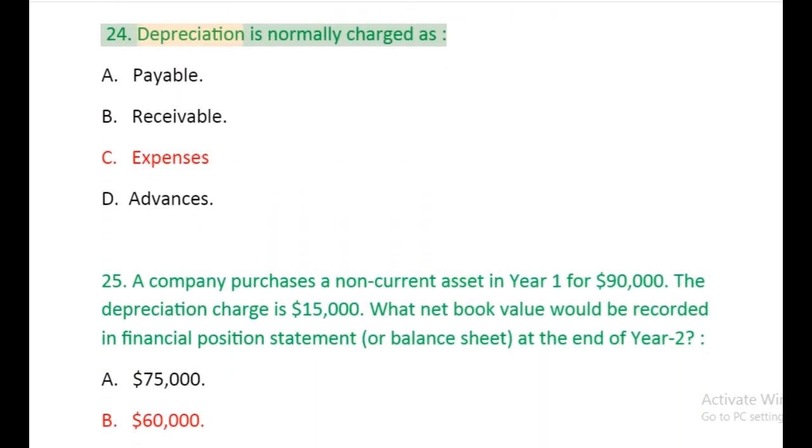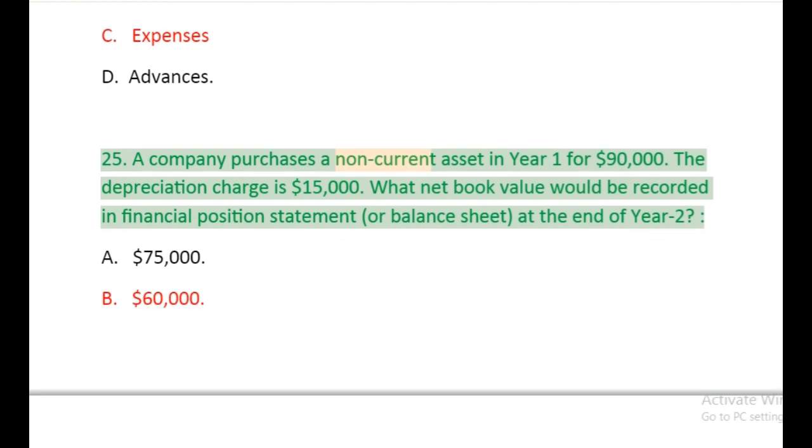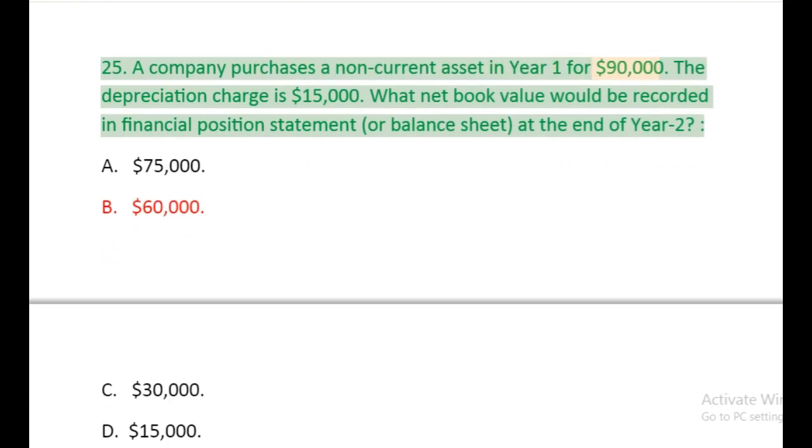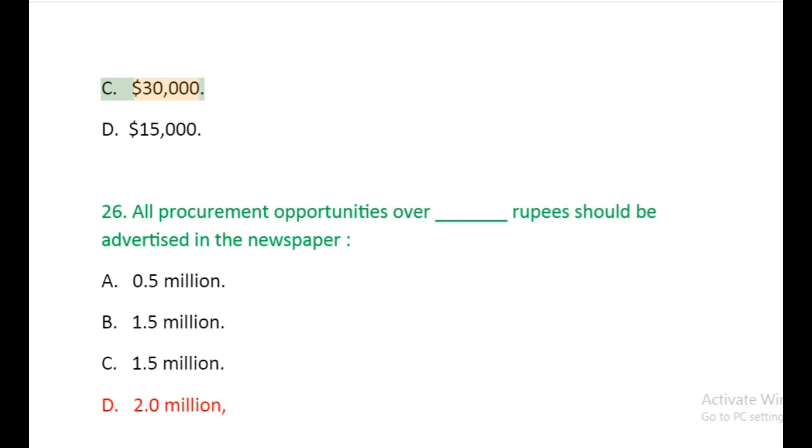C. 1 and 2. D. 2 and 3. 24. Depreciation is normally charged as A. Payable. B. Receivable. C. Expenses. D. Advances. 25. A company purchases a non-current asset in year 1 for $90,000. The depreciation charge is $15,000. What net book value would be recorded in financial position statement at the end of year 2? A. $75,000. B. $60,000. C. $30,000. D. $15,000.